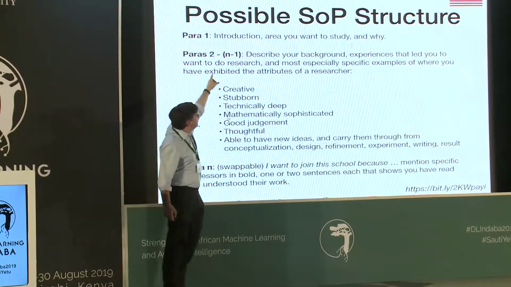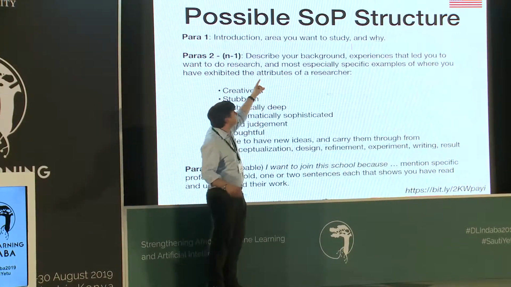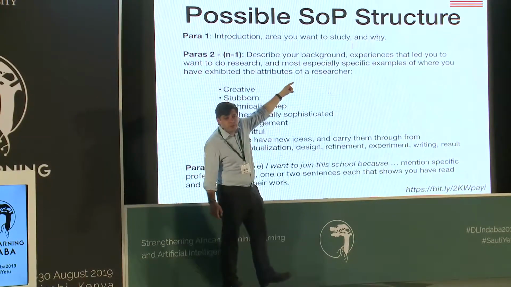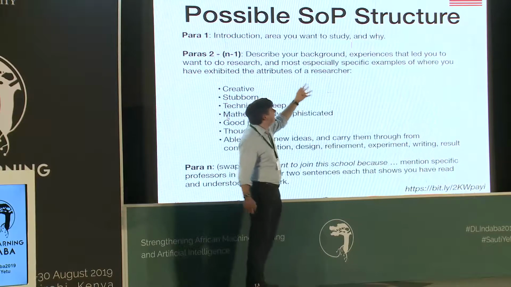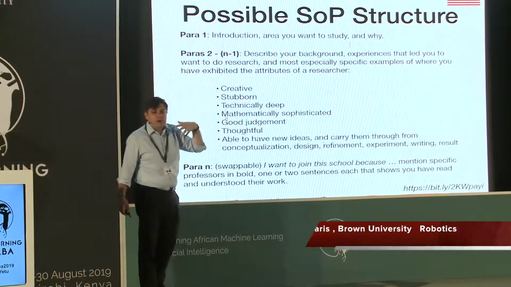First paragraph, introduction. Hi, my name is whatever, and I want to study computer science. It's like a double A meeting. Okay. The area you want to study: I want to do hierarchical reinforcement learning because I think it's key to general AI, and I'm really excited to consider applying to your program for these reasons.